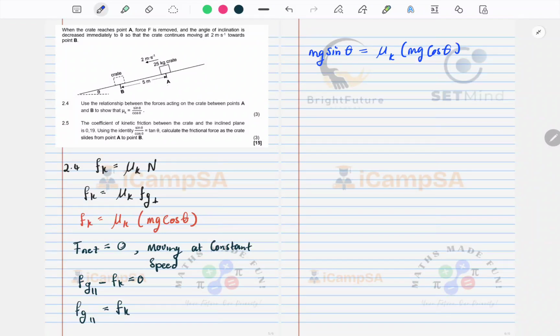Then let's divide, because we're looking for mu k. So we can divide by mg cos theta on both sides. This goes away, so now we are left with mu k. This goes away also. So it's going to be sine theta all over cos theta. Okay? So now we have proven what needs to be. Hopefully it makes sense. So let's move to the last question.